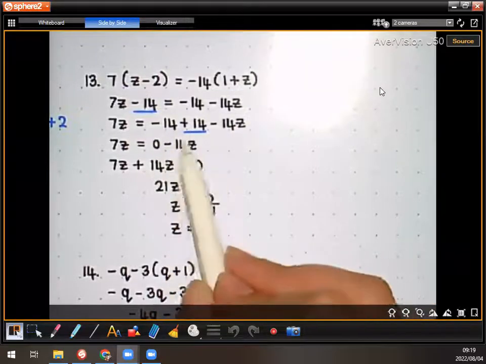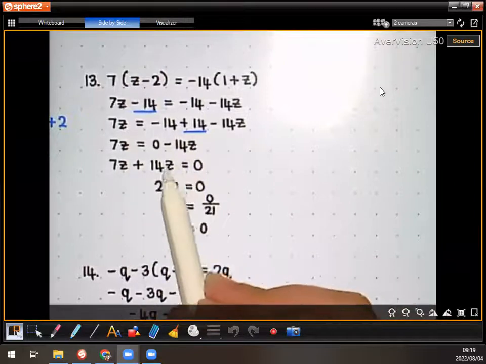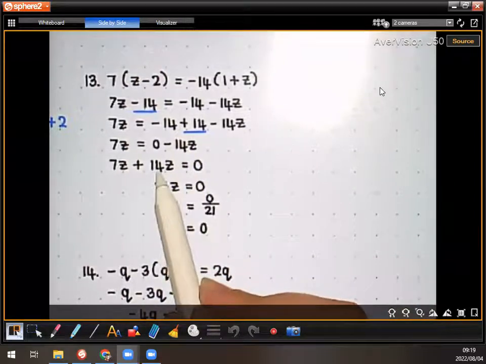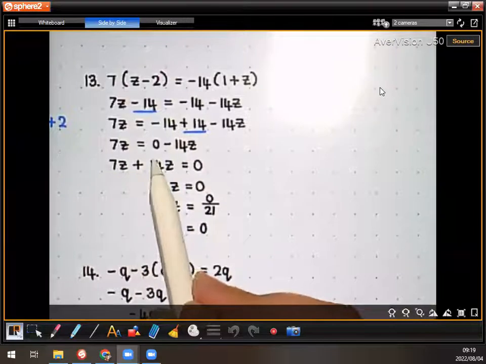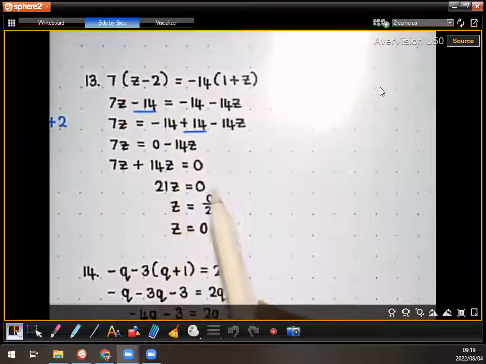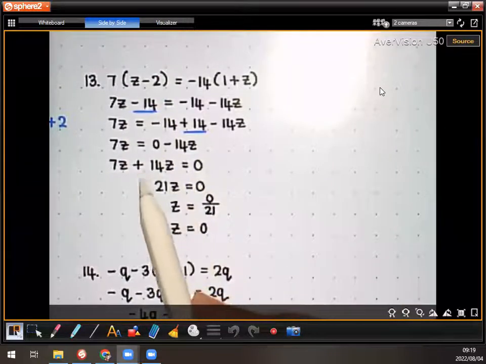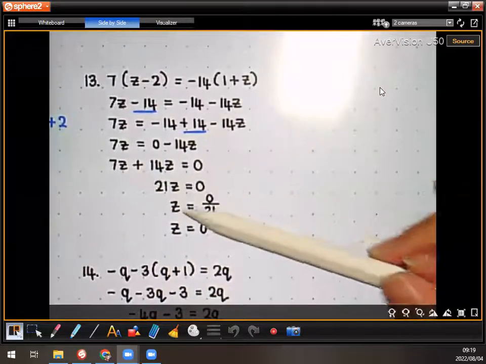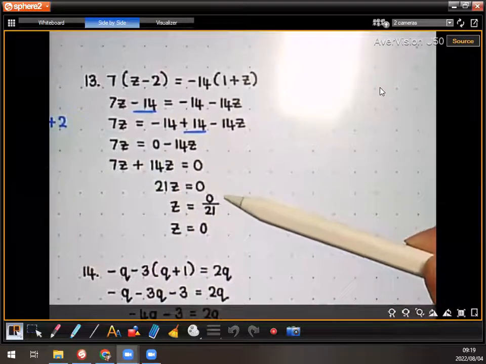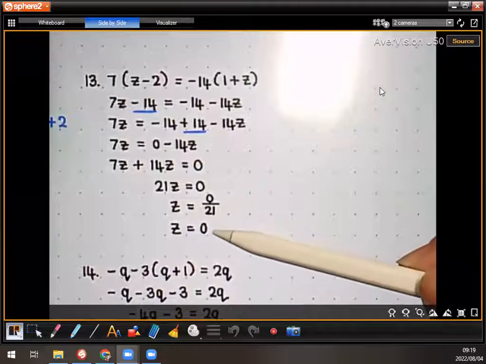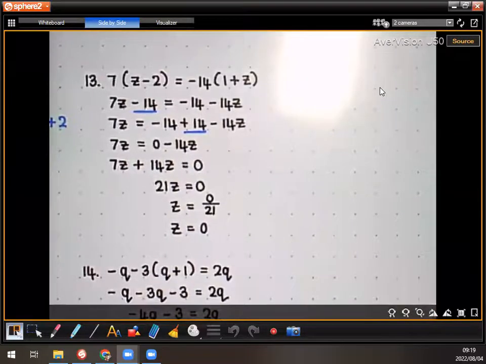Then you have a minus 14z over there. What's the opposite of subtracting 14z there? Adding 14z there. 7z plus 14z is 21z. That's equal to 0, right? That's the number that we had from up there. So we carry it all the way down. And now here I'm multiplying by 21. On the other side, I have to divide by 21. So 0 divided by 21 is just 0. Any questions on that one?